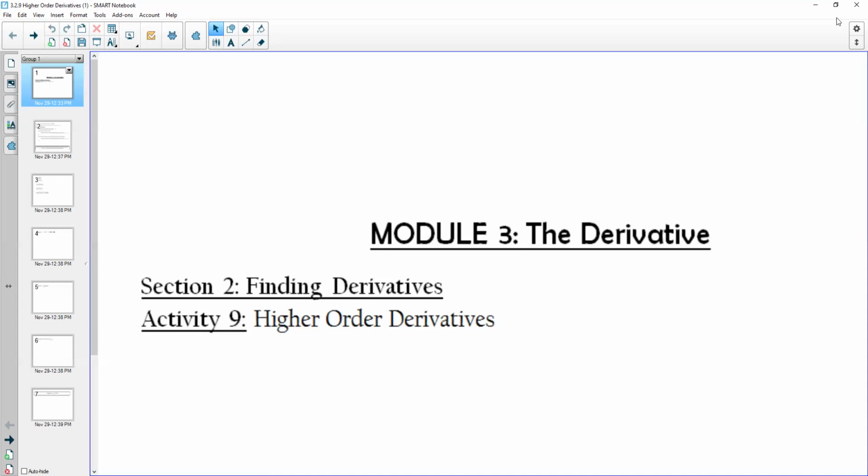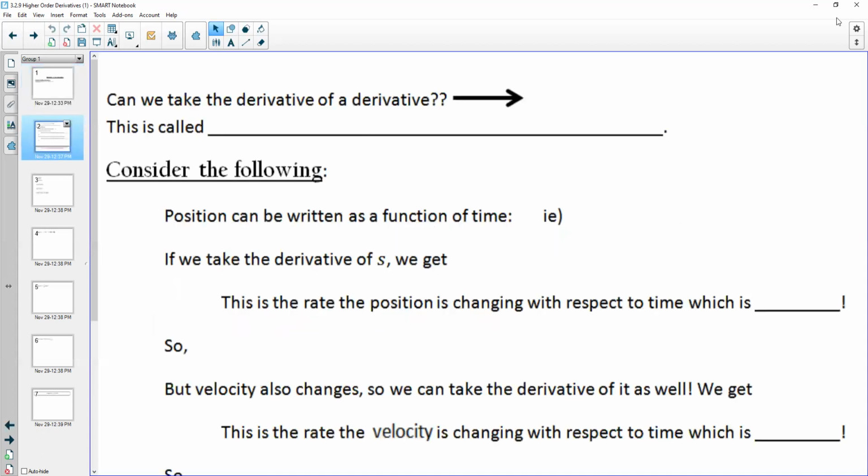Okay, so higher order derivatives is what we're doing. Can we take the derivative of a derivative? Yes, we can. This is called higher order derivatives.